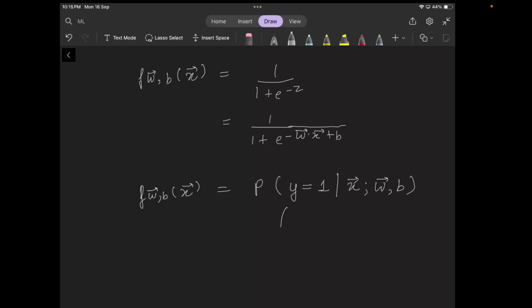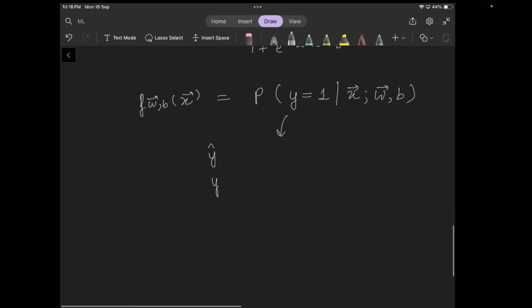What was y? We had two things, one was y hat and one was y. So what is y? Data true value. Yes, so y is the ground truth. So what is the probability that this given input belongs to the class 1 given the weight w and the bias b? Because this function gives me output in the range 0 to 1, I know that it would be a probability only. It would not violate the first axiom of probability that p lies between 0 and 1.